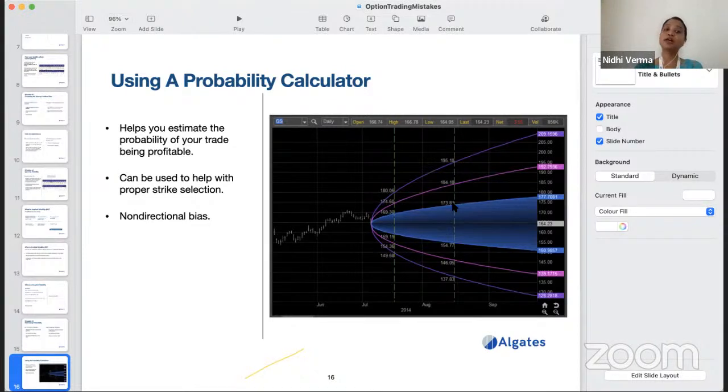So this will also help you get rid of this directional bias. It will be a non-directional thing. It can move upside or downside. There is an equal chance, like 50-50, that if the stock is now 100 rupees, it can go up also, it can go down also. So it will give you a non-directional bias, and it can also help you choose the proper strike selection.